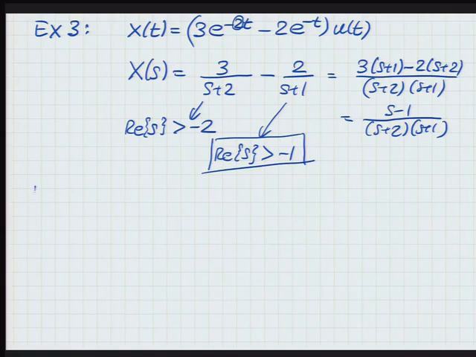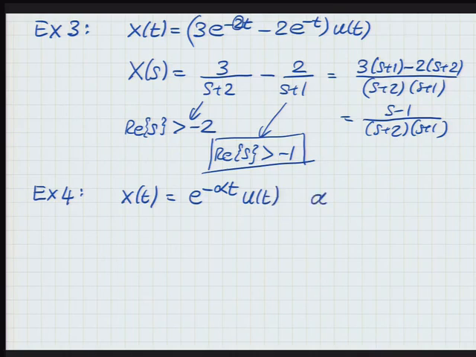Example 4 looks just like example 1, but not quite. Now I'm going to write e to the negative, instead of a, I'm going to just say alpha t, u of t, and you might be wondering what's so different. You just called a alpha. Well, the difference is that I'm going to allow alpha to be a complex number, right? Why not? So what can I now say about the Laplace transform?